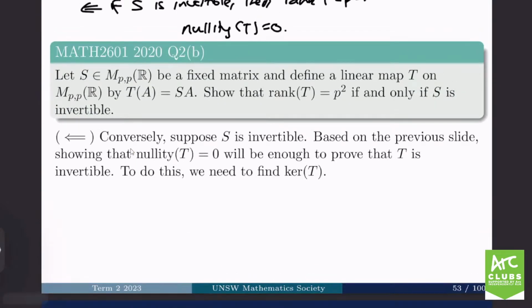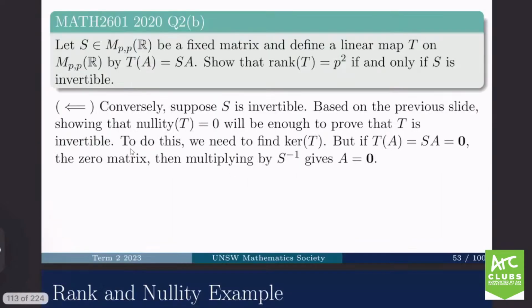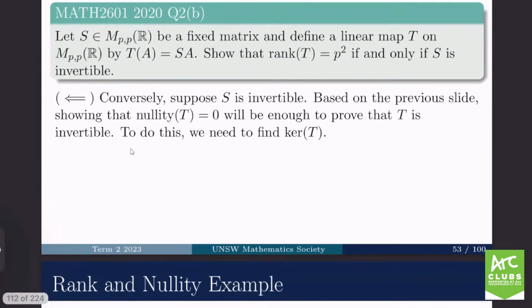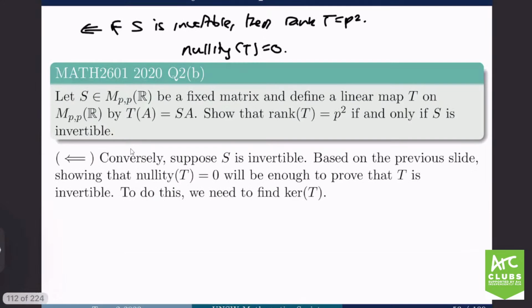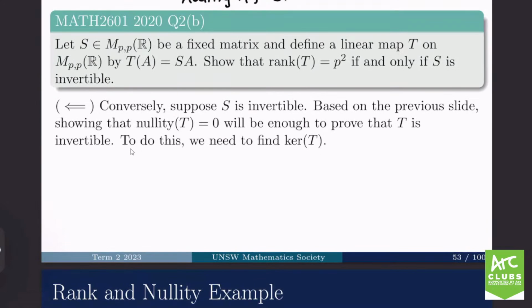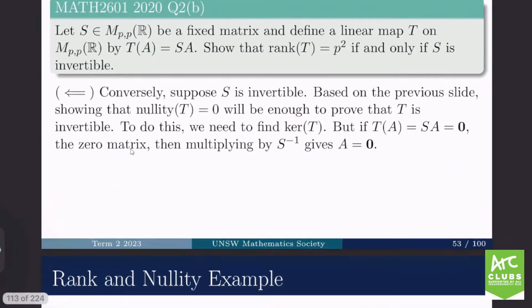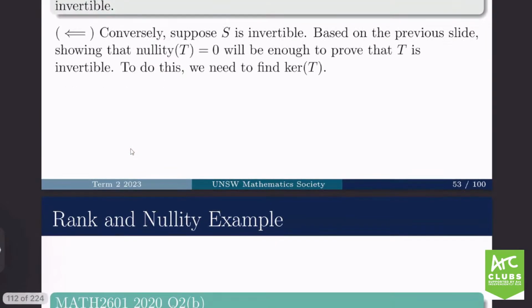So essentially we need to prove that the kernel of T is 0, which proves that the nullity of T is 0. It's sort of just a matter of finding the kernel of T. In order to find the kernel of T, we need to find the set of all vectors that map to 0. One way of doing that is to suppose that T of A equals 0. So that's saying that SA equals 0.